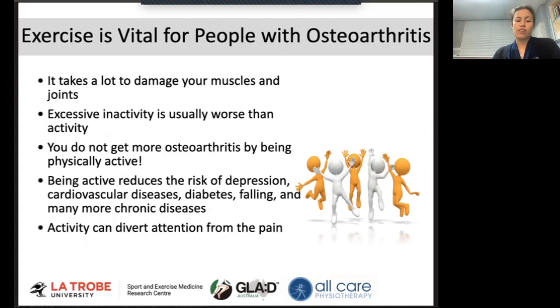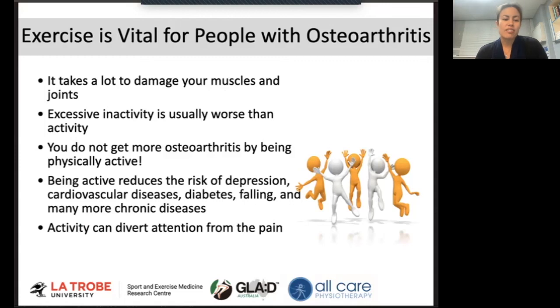So exercise is vital for people with osteoarthritis. As I said before, pain doesn't equal damage, and it actually takes a lot to damage your joints and muscles. Excessive inactivity is often worse than activity because you're not getting that loading of your cartilage, and the cartilage is not getting that nourishment that it needs from the synovial fluid. It's important to remember that you don't get more osteoarthritis by being physically active. If anything, it helps because you're regenerating your cartilage and the cartilage is nice and healthy from the loading.